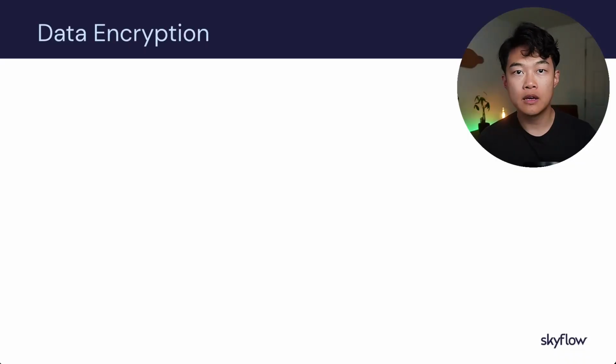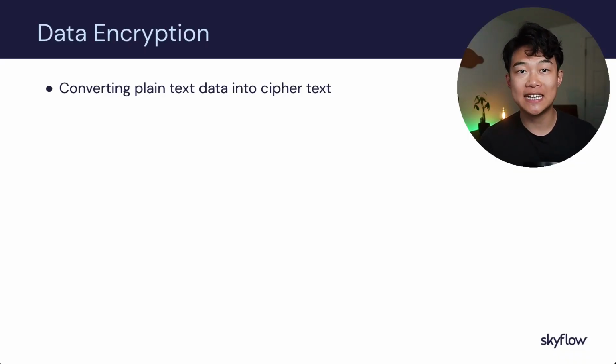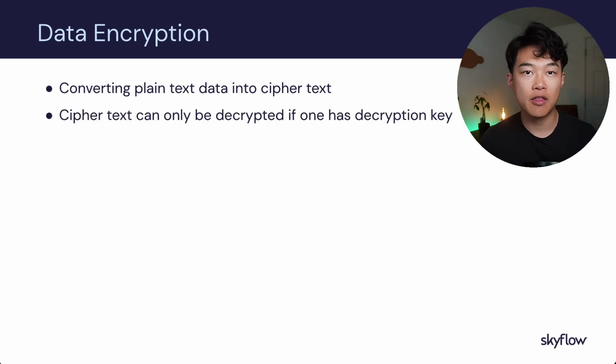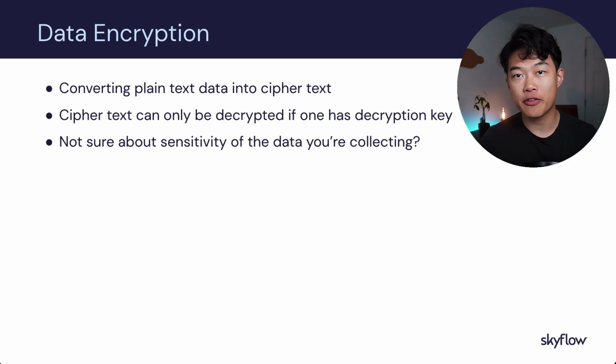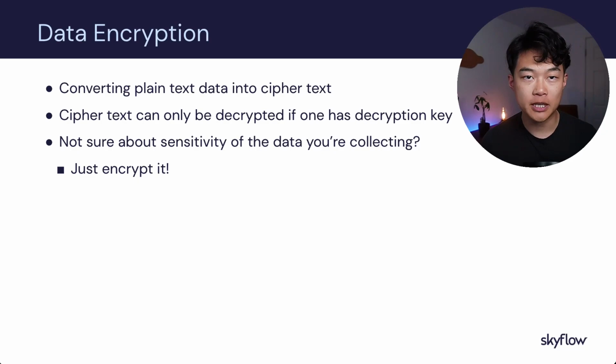Data encryption is a critical aspect of data security, as it helps protect sensitive information from unauthorized access and potential data breaches. It involves converting plain text data into ciphertext, which can only be decrypted by those possessing the appropriate decryption key. If you're dealing with sensitive data which you think might be detrimental if ever leaked, just encrypt it.